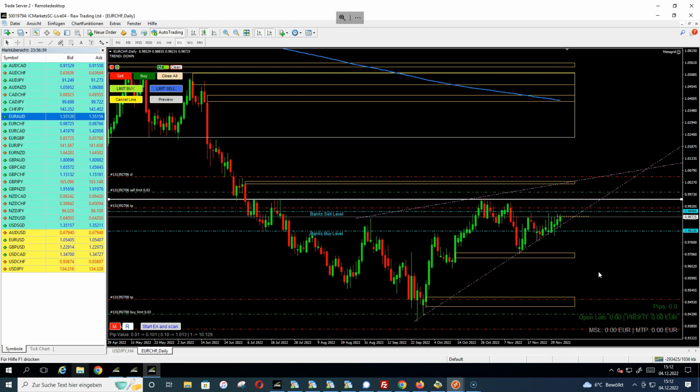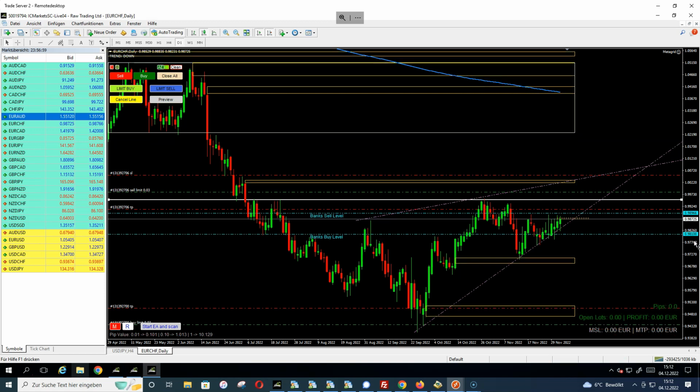But these are the two trade IDs I have on the Euro Swissy so far, and maybe we will see next week that the price comes all the way up here to this area, and we have to watch in the new week this purple trend line. It's also a weekly trend line.